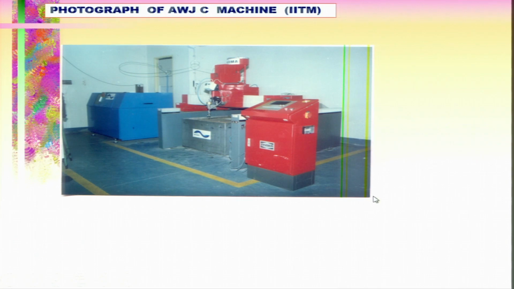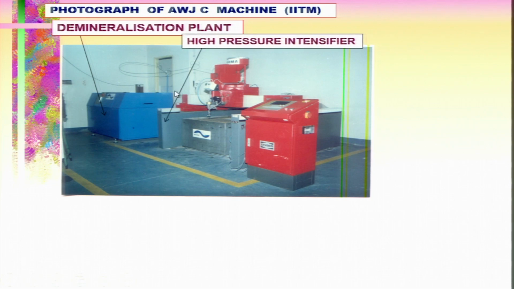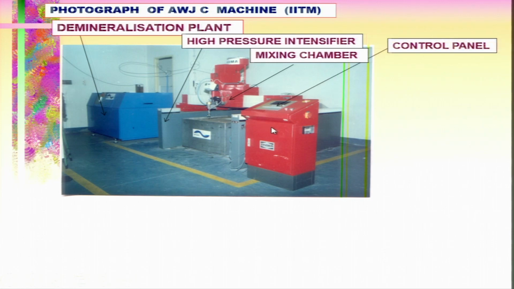Photographic view of an abrasive water jet cutting machine. Another machine is there which was available at that point of time at IIT Madras, Chennai. Demineralization plant is here for cleaning the water. High pressure intensifier is there. Then you have the mixing chamber over here in this particular case. And then you have the control panel for controlling different parameters while machining.